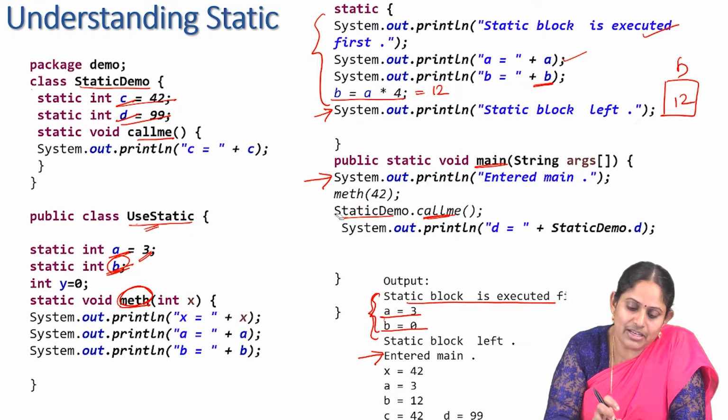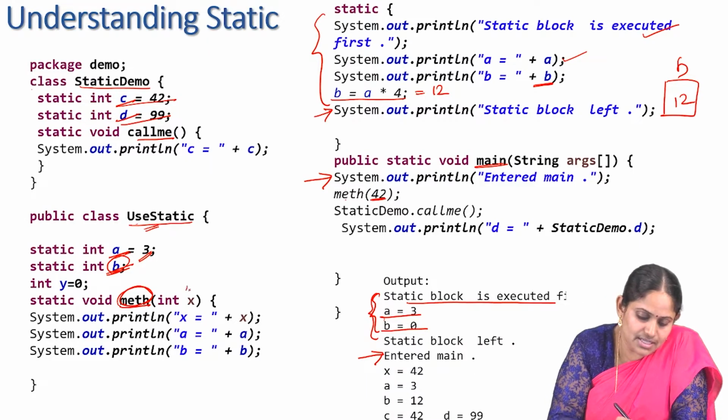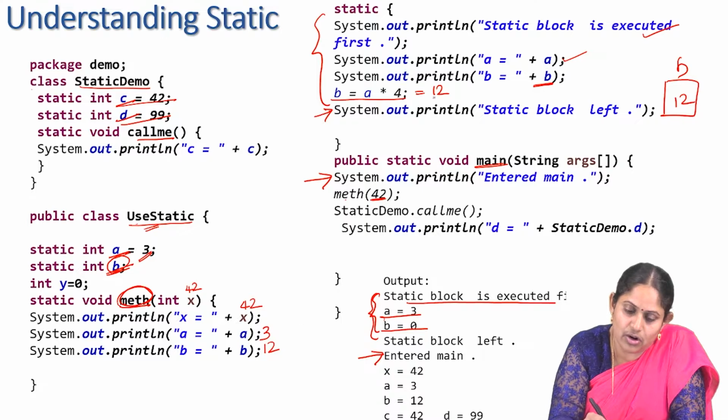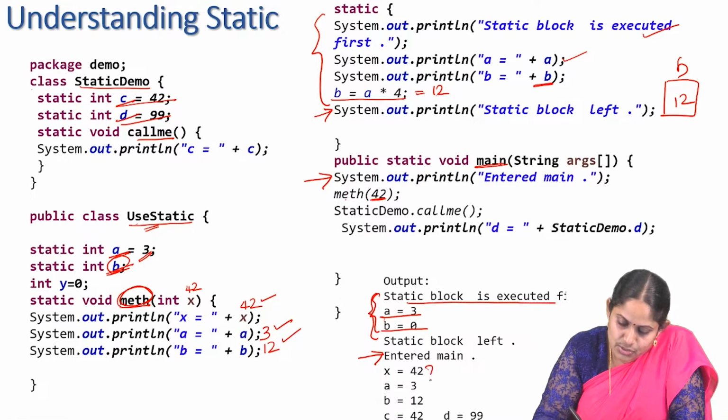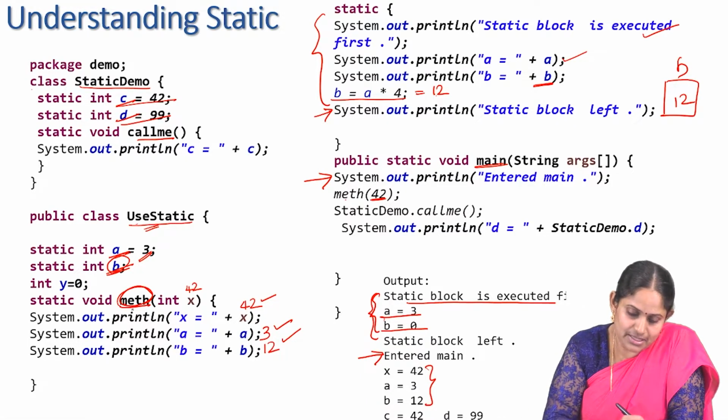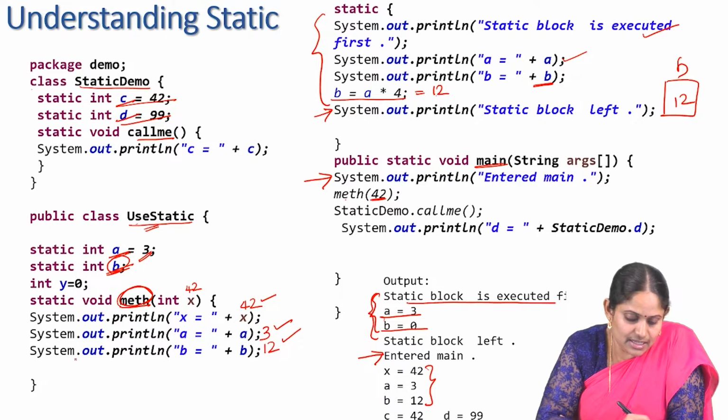Now what happens when you call this method meth? To meth we are passing 42. When 42 is passed, it is taken onto x, so it will display the value of x as 42. A's value was 3 and B's value was 12, which we got over here. So these values will be printed inside the meth method. These 3 outputs we get using the meth method. After completing the method, it will come over here and start executing this.